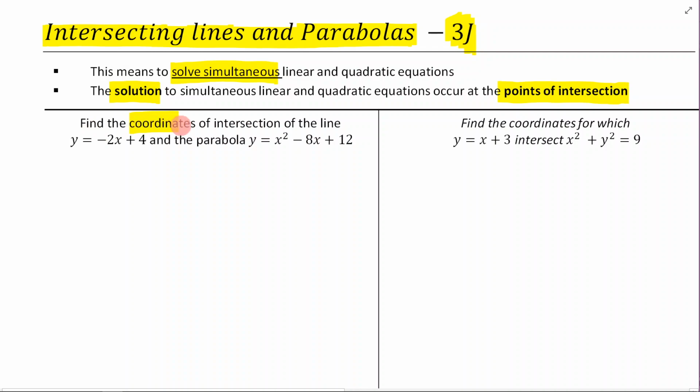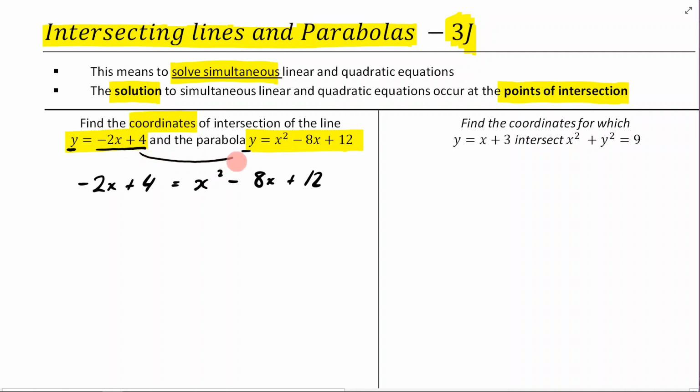All right, let's now answer this question before us. Find the coordinates of intersection of the line and the parabola. To answer this question, what you do is you set them equal to each other. So I'm going to write down negative 2x plus 4 is equal to x squared minus 8x plus 12. So I've just set them equal to each other. In other words, I've let y equal y, because I know that y is equal to negative 2x plus 4. So really what I've done is I've taken that and put it into the y spot over there.